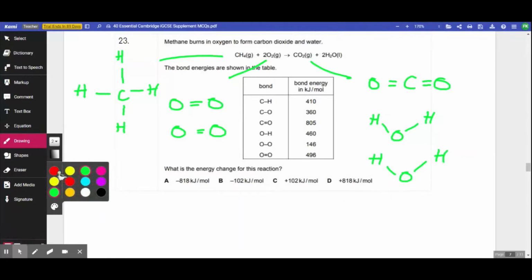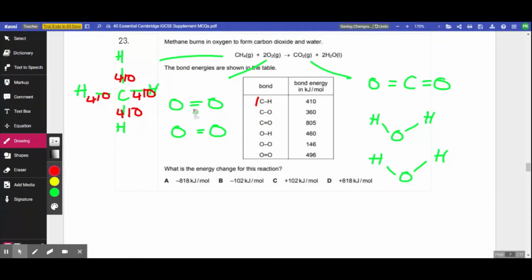Now, at this stage, it would be very useful for you to get a hold of a calculator. What you actually have to do for this question is calculate first the total energy that's tied up inside the reactant. So let's just break this down. It's 410, 410, 410, and 410 from the table over here.